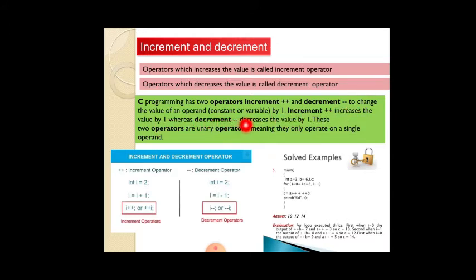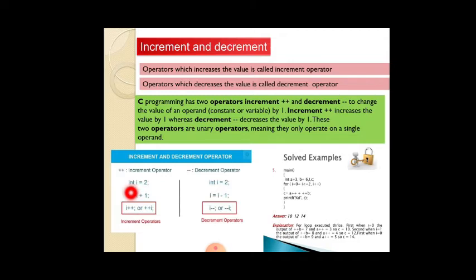An operand is nothing but a constant or a variable, changed by 1. So increment, plus plus, increases the value by 1, whereas decrement, minus minus, decreases the value by 1. These two operators are unary operators, meaning they only operate on a single operand or a single variable. I have given some examples here.